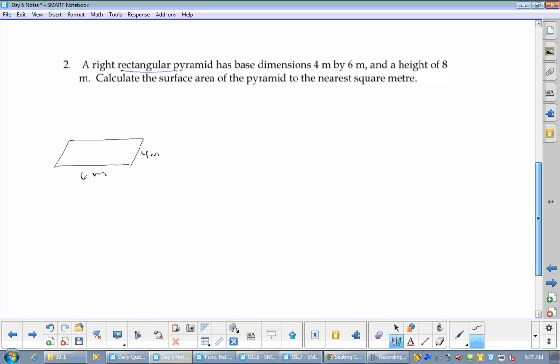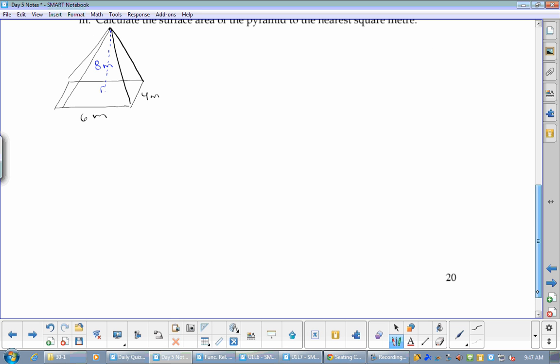And then it has a height of 8. Now, did it say slant height of 8? No. Height, right? So it actually gave us this. This is 8 meters. So underneath, that's actually the picture. We're going to draw the net now.